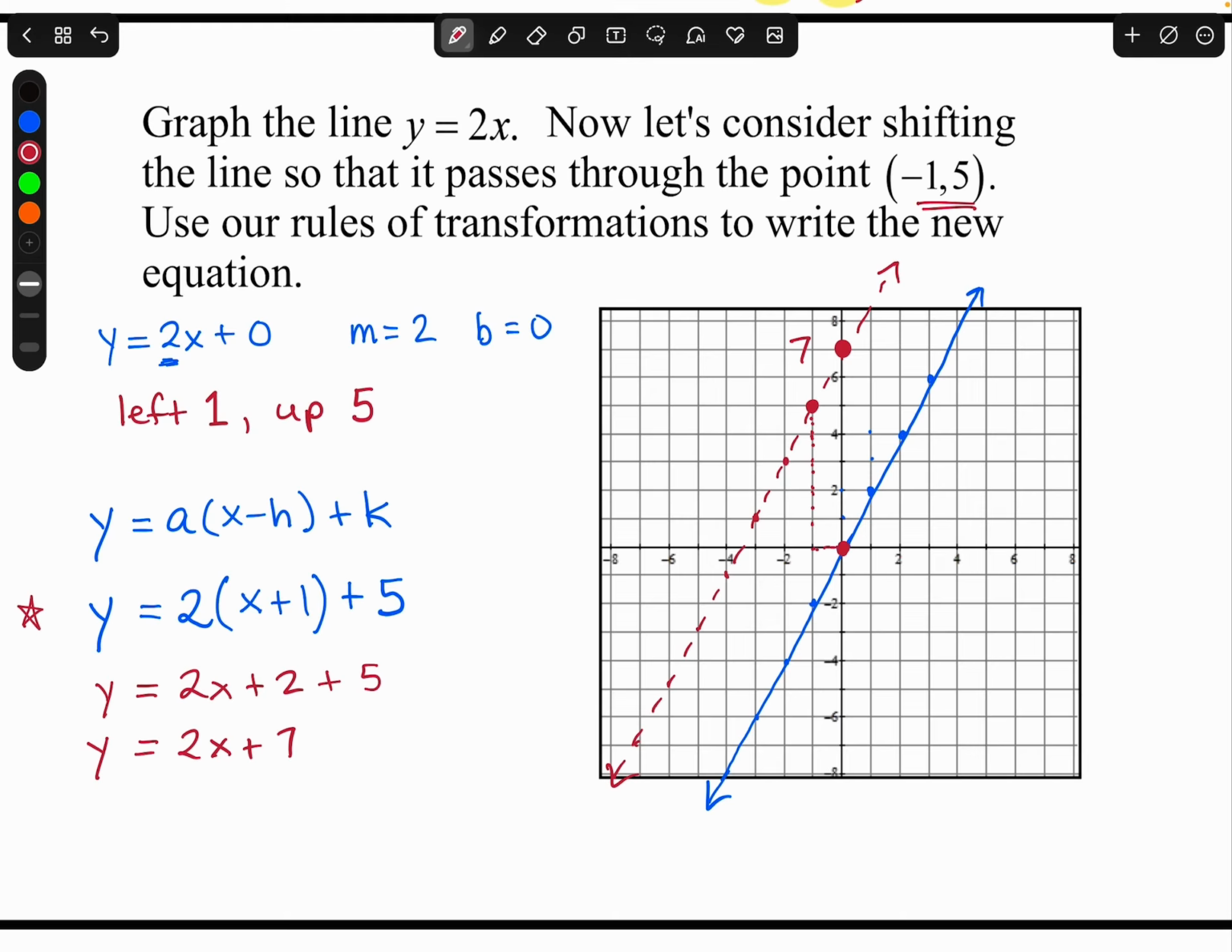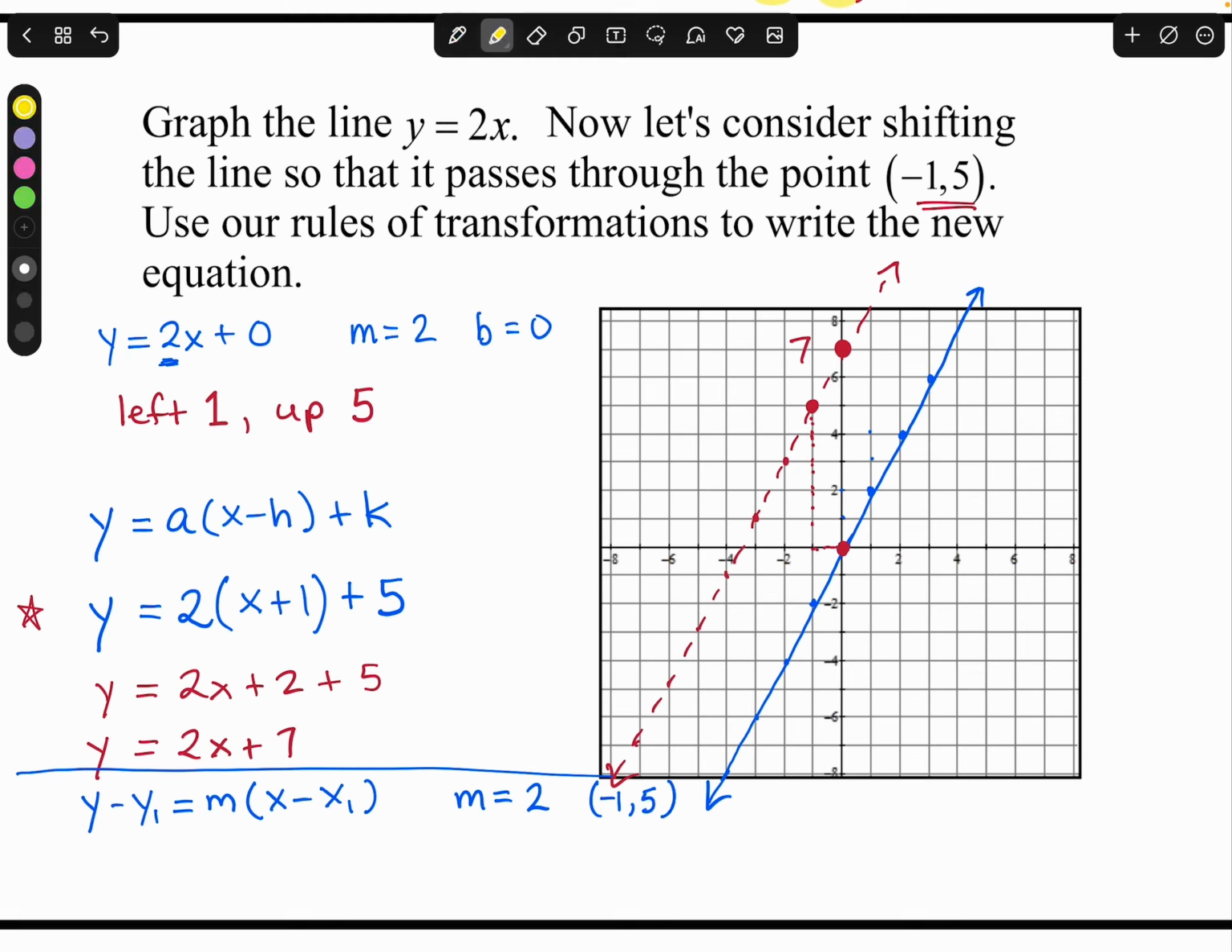Right? So it's almost like two ways we can come up with the same equation. But now let's look real quick at what we were talking about with our point slope form. Point slope we said was y minus y sub 1 equals m times the quantity of x minus x sub 1. In this case, we know our slope is 2. We're talking about the exact same problem, and we know that the point we were given was the point negative 1, 5.